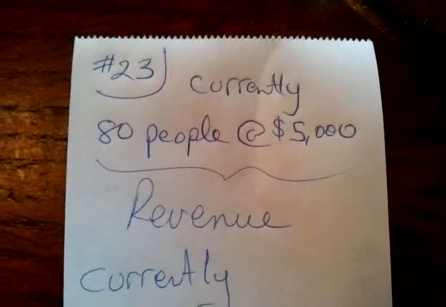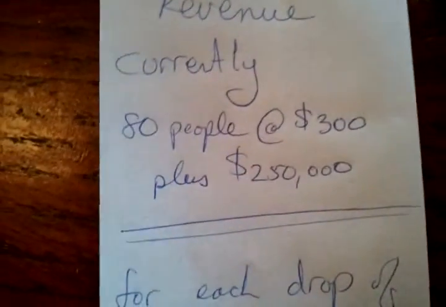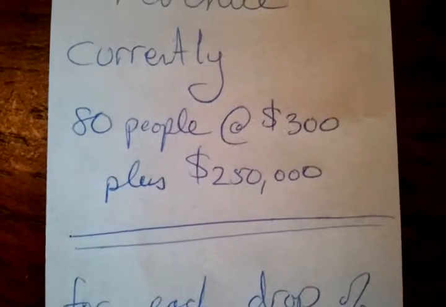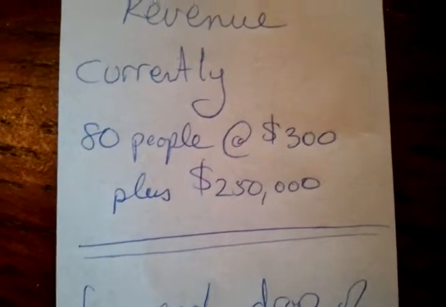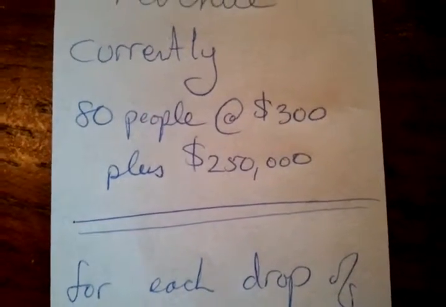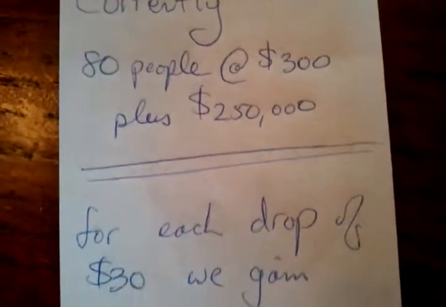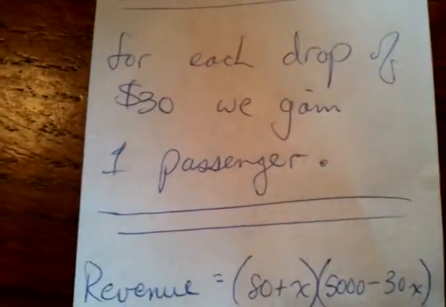Currently, 80 people pay $5,000. That's the revenue. Currently, there are 80 people that cost the agency $300 per person, plus there's $250,000 for the charter airplane, right? So, for each drop of $30, we gain one passenger, it says.